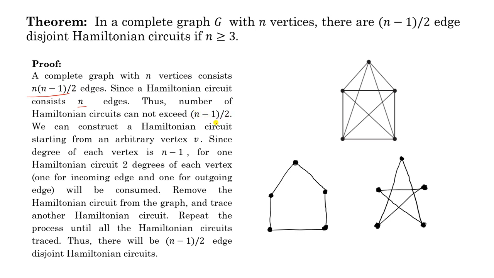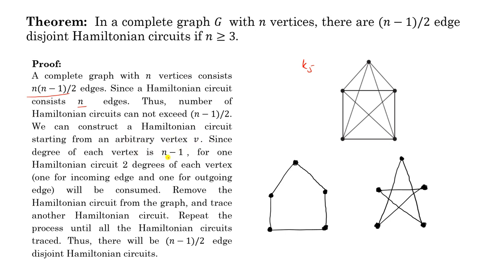Now we will show that there are exactly (n-1)/2 Hamiltonian circuits, and we can construct all these Hamiltonian circuits. For example, look at this. This is K5, the complete graph of 5 vertices. So construct a Hamiltonian circuit starting from an arbitrary vertex V.